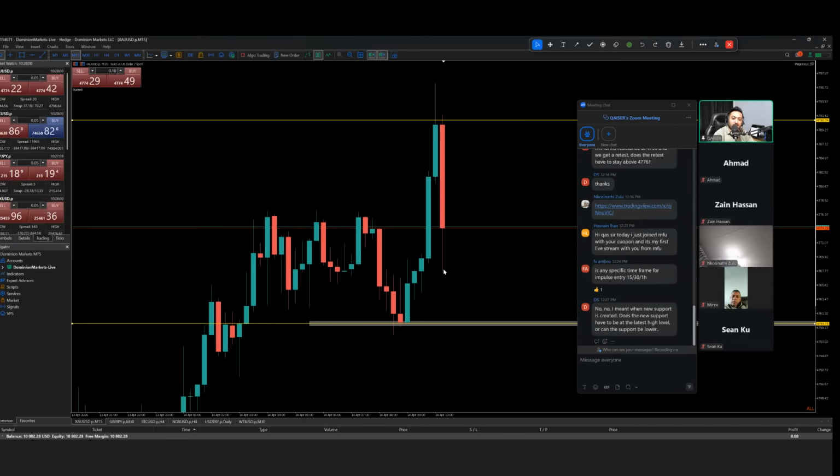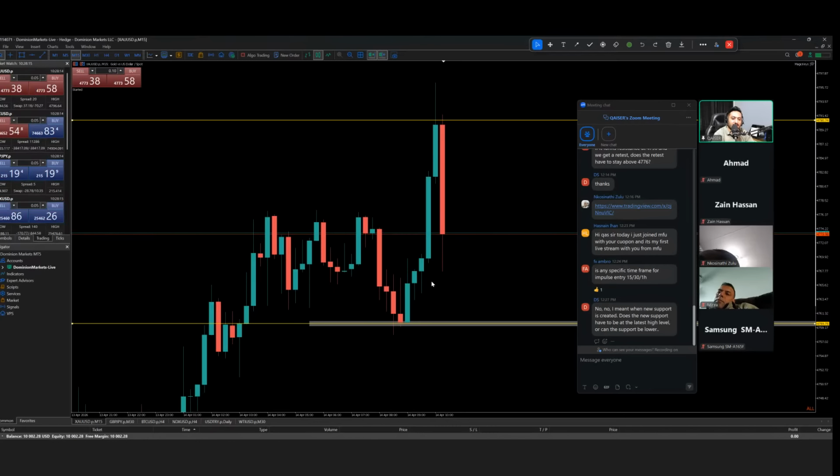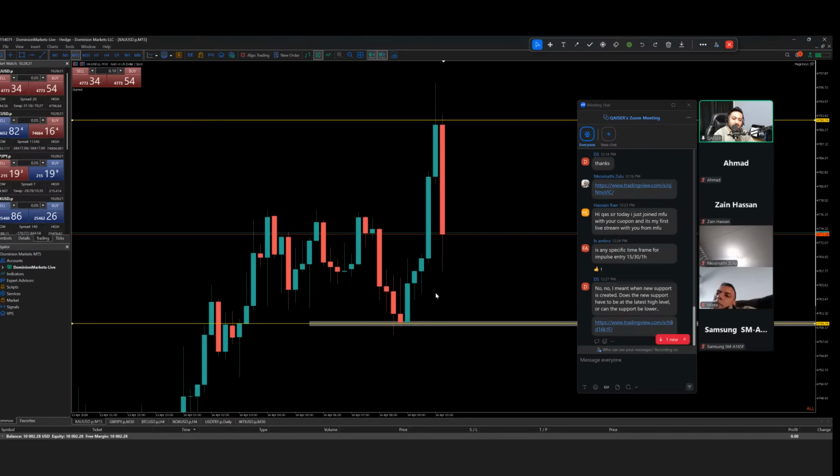So whenever new support is created, does the new support have to be at the latest high level, or can the support be lower? I didn't get your point. Can you send me a chart of what you are actually asking? Just send me an example so I can explain it in a better way. Okay, let me see this one.